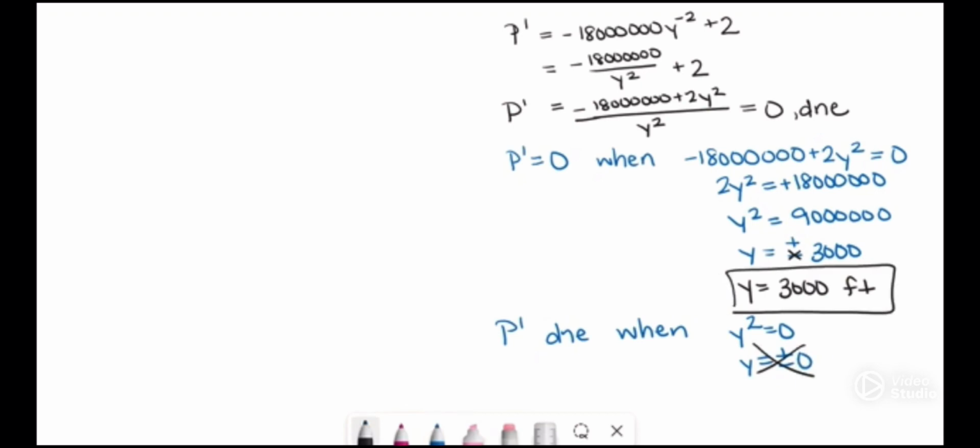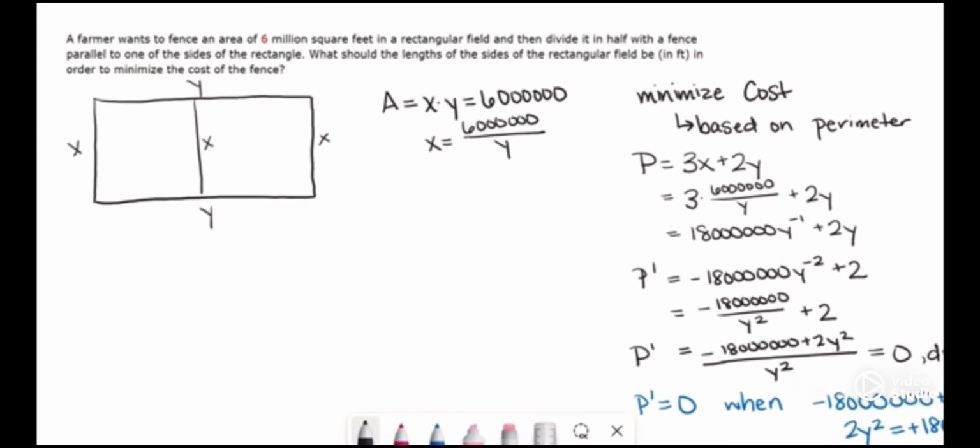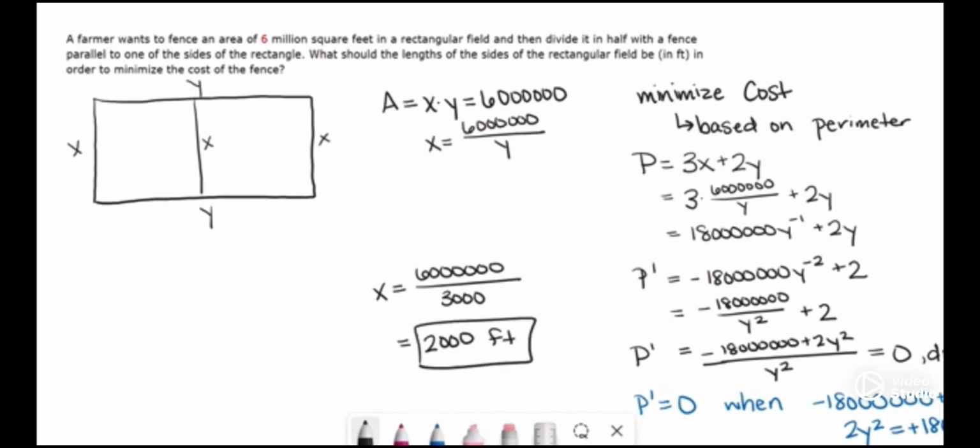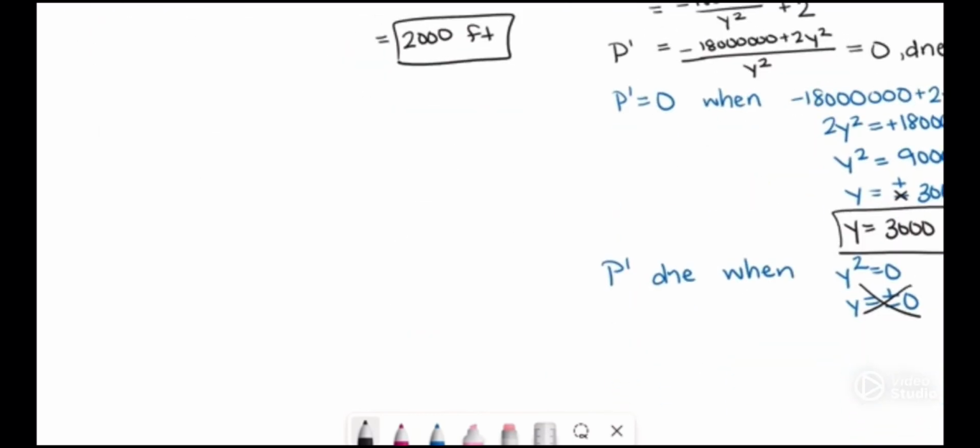So we have found our y value, and we can go ahead and rewrite this original equation with our y value input in there. So we have x equals 6 million divided by 3,000, and then we'll have our x equal to 2,000. So we have found both our x and y values, which are represented by 2,000 feet for x and 3,000 feet for y. And so the dimensions with the minimal cost for this fence will be 2,000 feet by 3,000 feet for this fence.